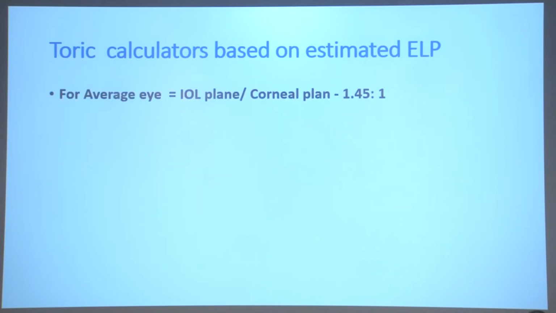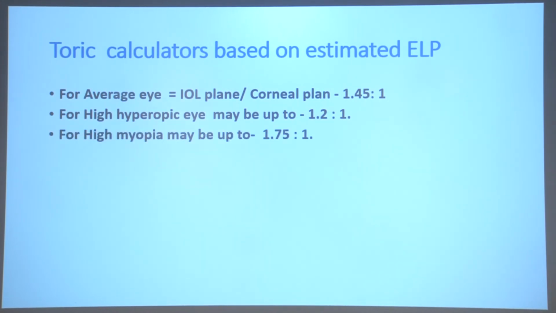Now what is estimated ELP? Because 1:1.45 is okay for the average axial length. But when it is a short axial length or a myopic patient, it should not be like that. In high hyperopia, the ratio changes from 1.2 to 1. In high myopia, it may be seen from 1.75 to 1. So you have to consider these variations in high myopia and high hyperopic patients.